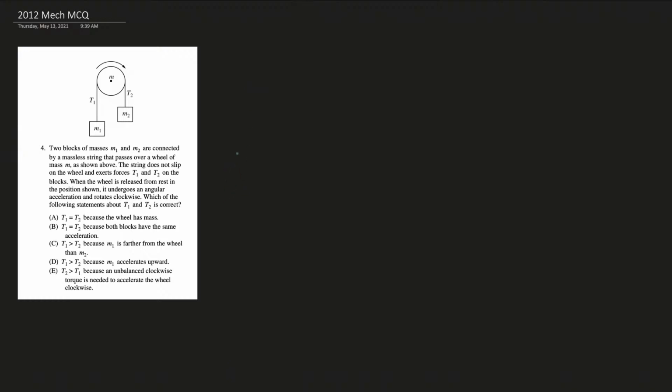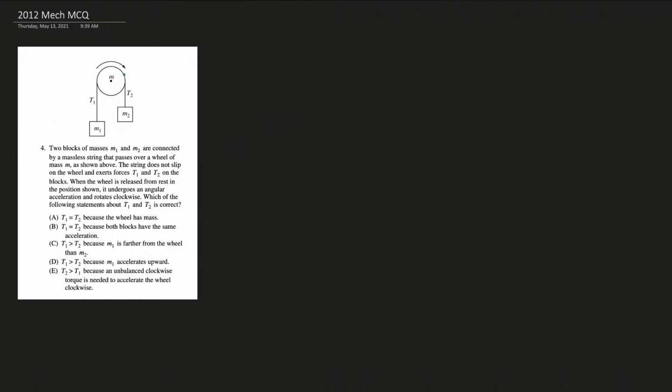Okay, here's number 4. Two blocks of masses M1 and M2 are connected by a massless string that passes over a wheel of mass M, as shown above. The string does not slip on the wheel and exerts tensions T1 and T2 on the blocks. When the wheel is released from rest in the positions shown, it undergoes an angular acceleration and rotates clockwise. Which of the following statements about T1 and T2 is correct?